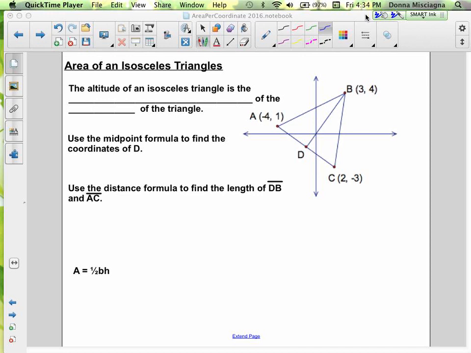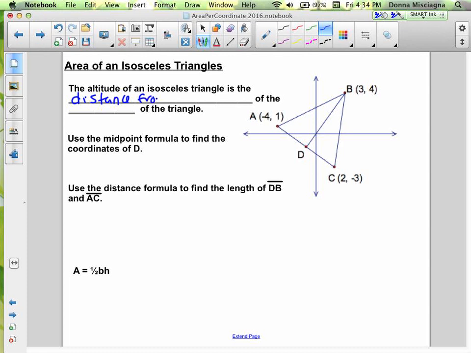The altitude of an isosceles triangle is the distance from the center of the base of the triangle to the vertex. I left so many blanks in here, I had to rethink what my sentence was. All right, so the altitude of an isosceles triangle is just the distance from the center of the base of the triangle to that opposite vertex. So that means we need to know where the center is.